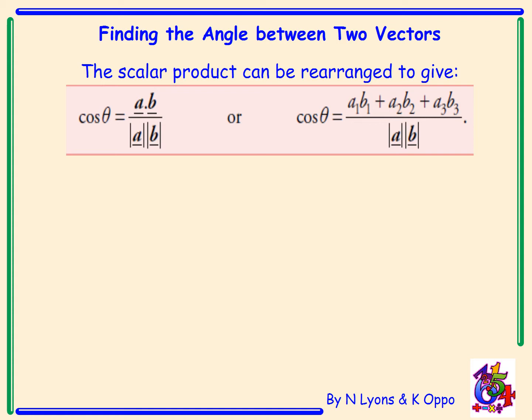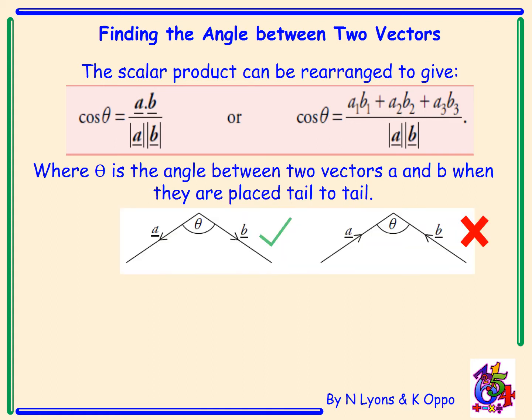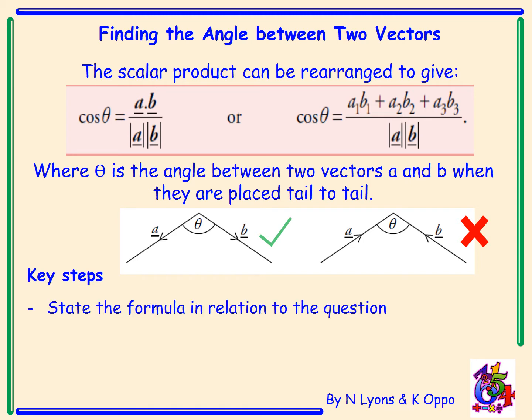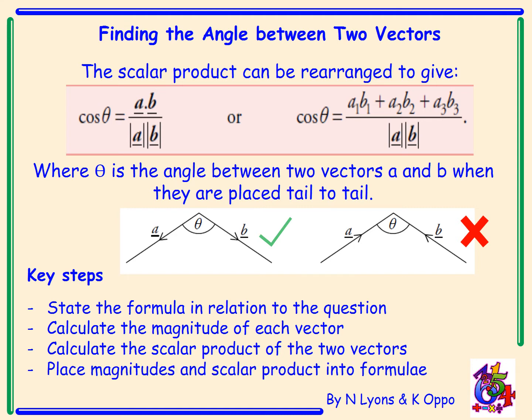To calculate A dot B, the scalar product, we need to use the components of vectors A and B as shown on the right hand side. Angle theta is the angle between the two vectors A and B when they are placed tail to tail, as shown below. The key steps: state the formula in relation to the question, calculate the magnitude of each vector, calculate the scalar product of the two vectors, place the magnitudes and scalar product into the formula, and evaluate the answer.